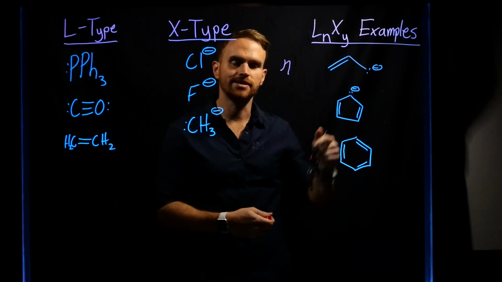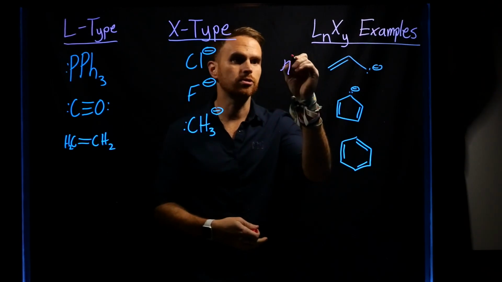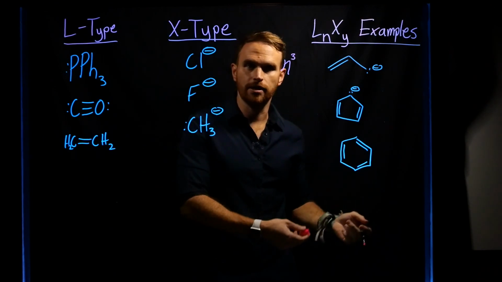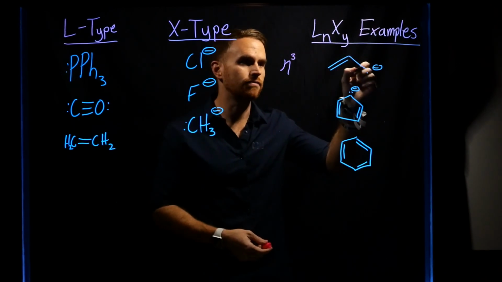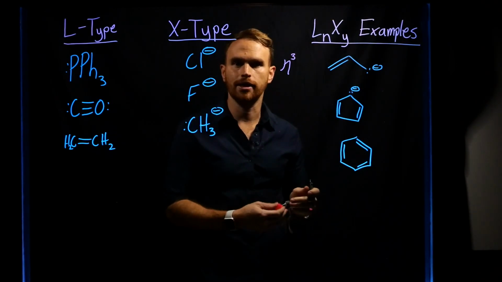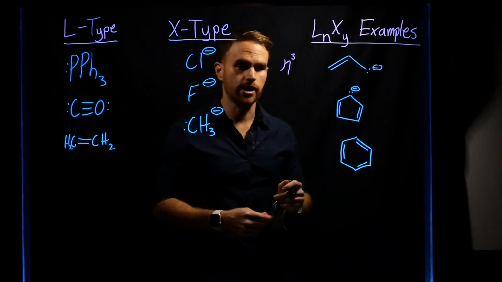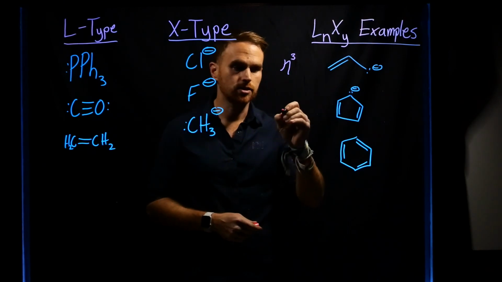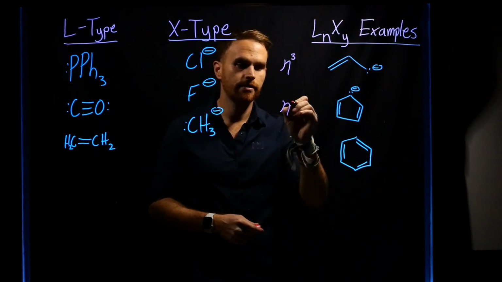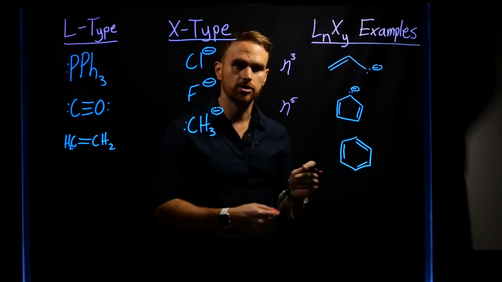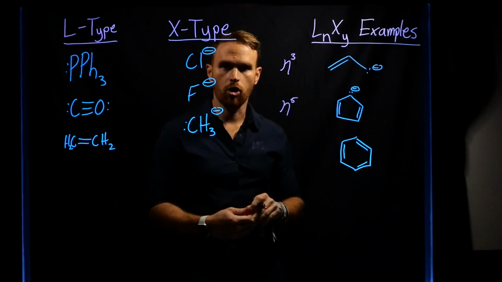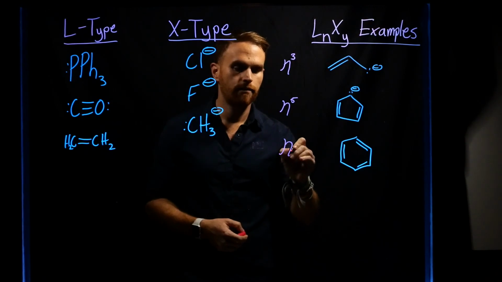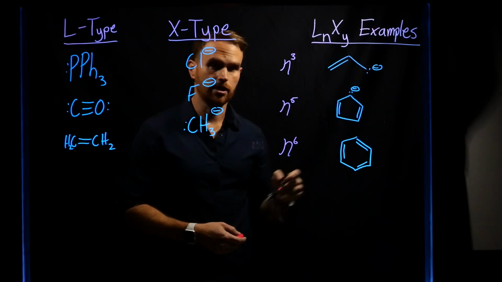So here is an example of the allyl ligand, which would be eta 3, and this indicates a hapticity of 3. So all 3 of these carbon atoms are participating in a ligand coordination. The cyclopentadienyl ligand is going to be eta 5 because it participates through bonding at all 5 of those carbons. And another example would be eta 6 for the benzene ring.